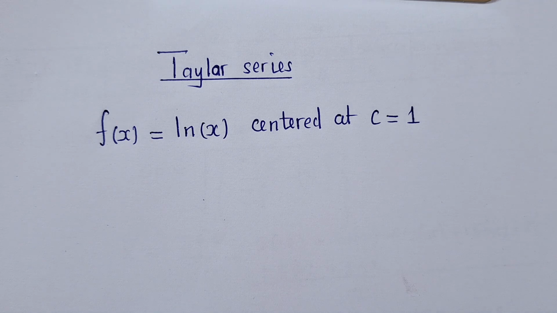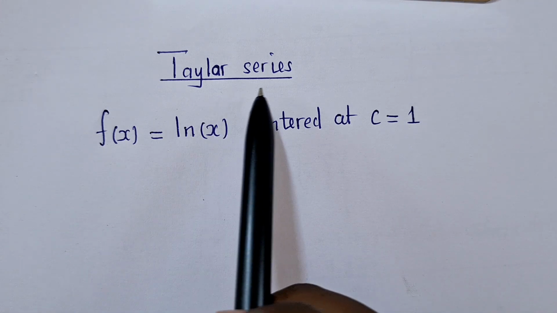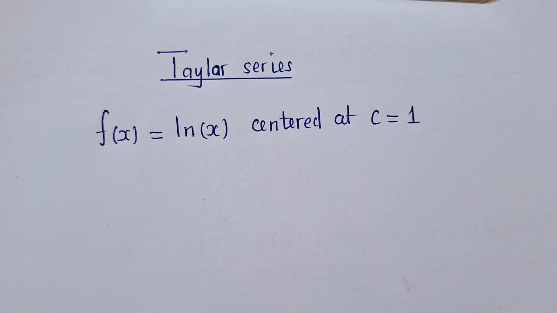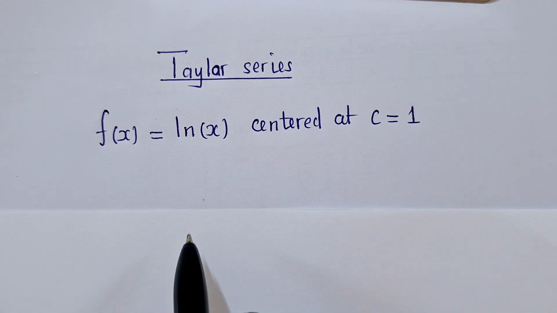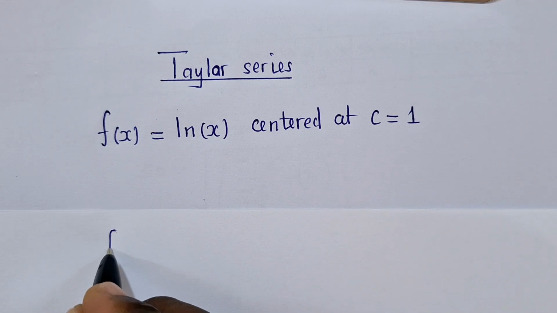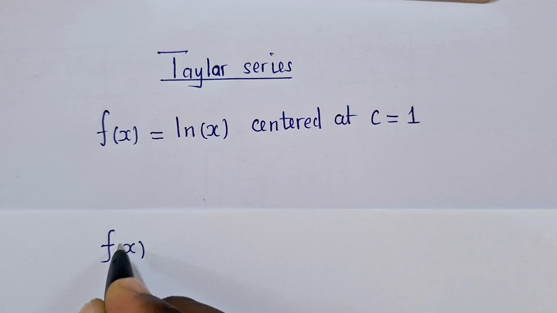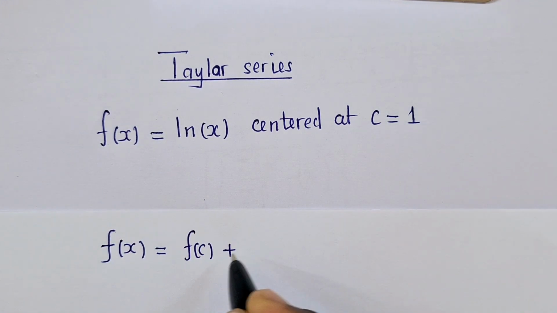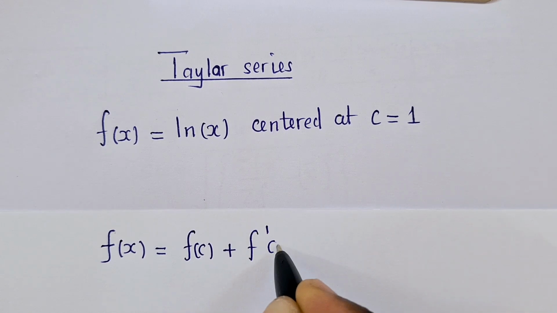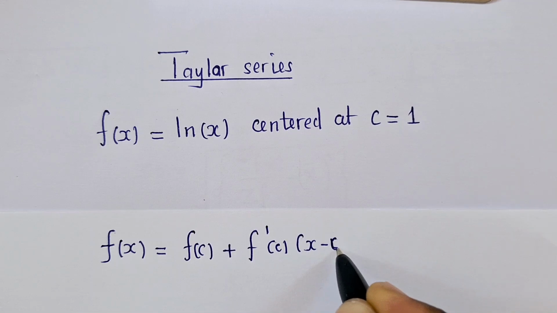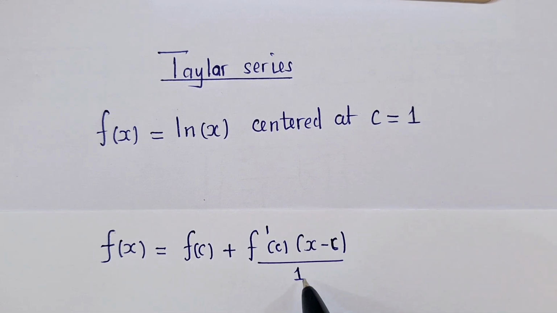All right, so in this video, I'm going to teach you how to use Taylor series on this function right here. We've been given the center, which is c equal to 1. The few things that we need to know when it comes to Taylor series is the formula. The formula looks like this: f(x) is equal to f(c) plus f'(c) multiplied by (x minus c) over 1 factorial.